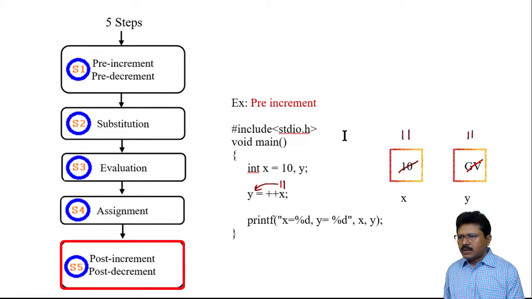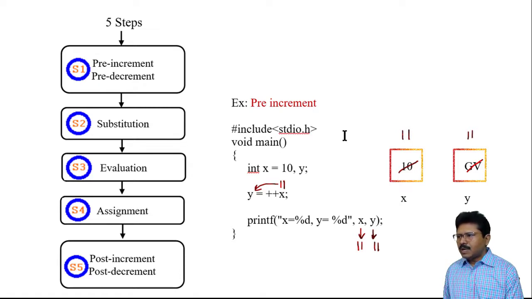Next, it will check whether any post-increment or post-decrement is here. There is no post-increment or post-decrement, so the instruction y is equal to ++x is completed. Now for the printf operation, it will print the value of x at this position and the value of y at this position. What are the values of x and y? x is equal to 11 and y is equal to 11. So the output is 11 and 11.